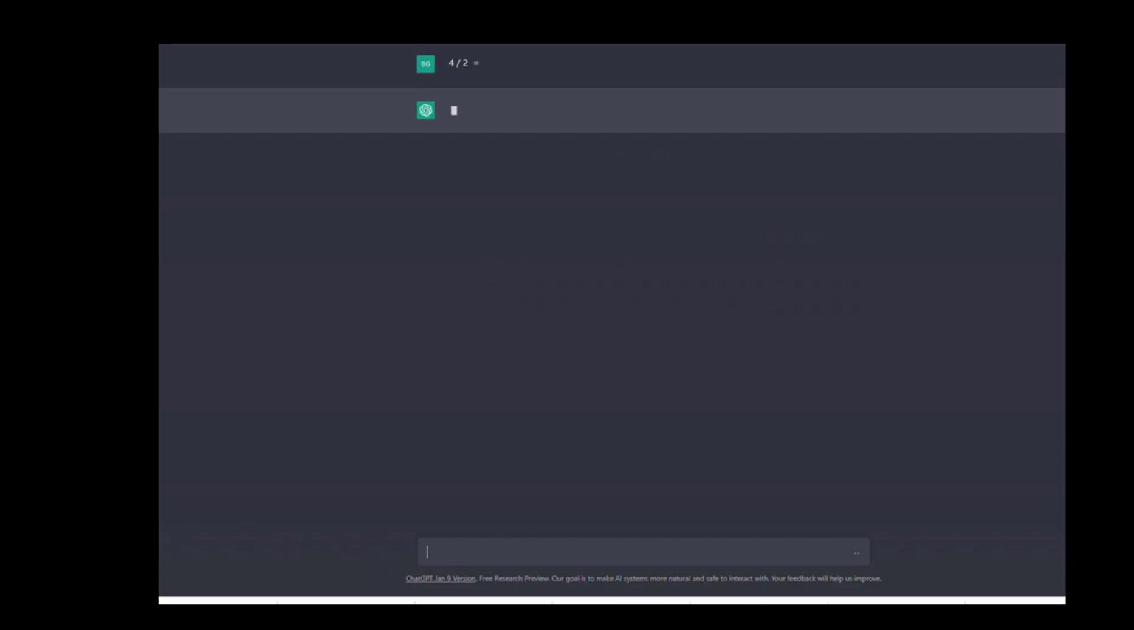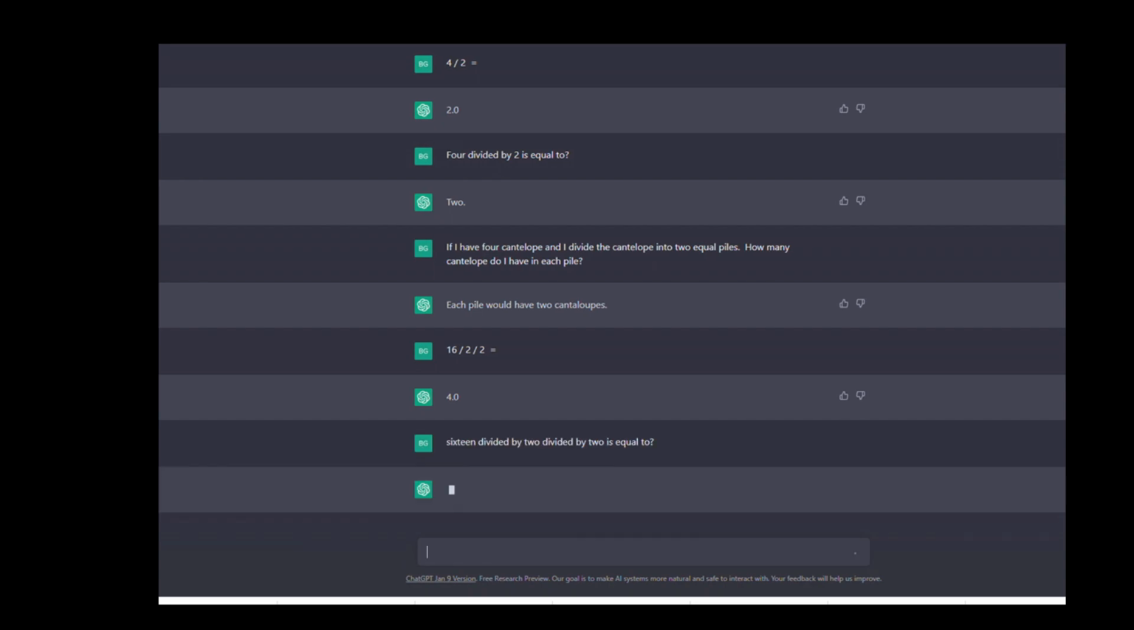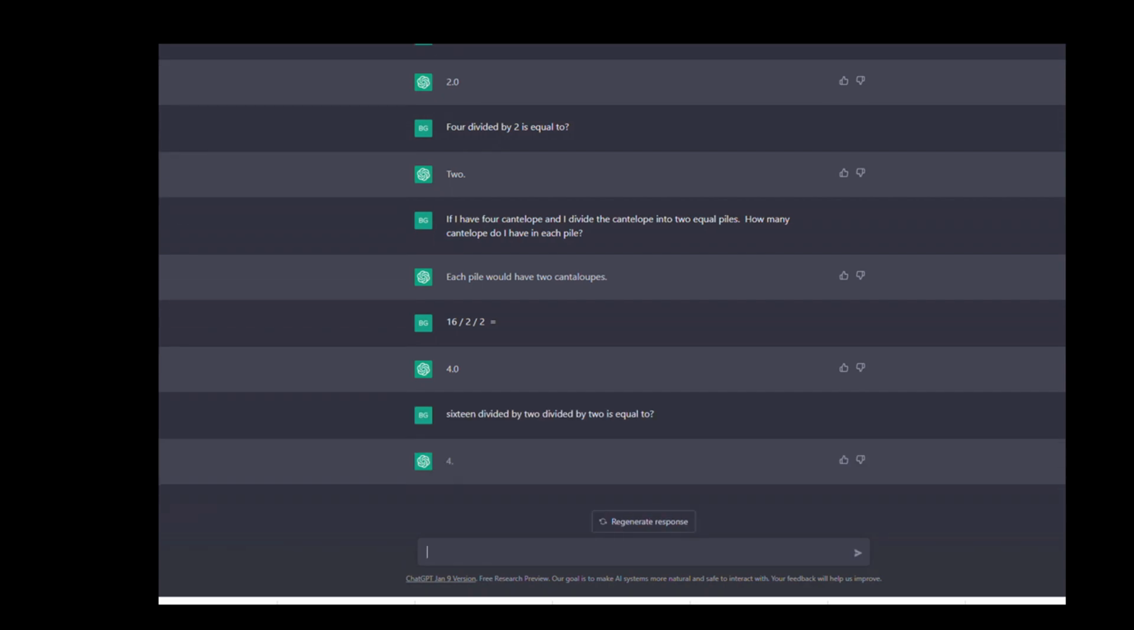4 divided by 2 equals 2.0. 4 divided by 2 is equal to 2. If I have 4 cantaloupe and I divide the cantaloupe into 2 equal piles, how many cantaloupe do I have in each pile? Each pile would have 2 cantaloupes. 16 divided by 2 equals 4.0. 16 divided by 2 is equal to 4.